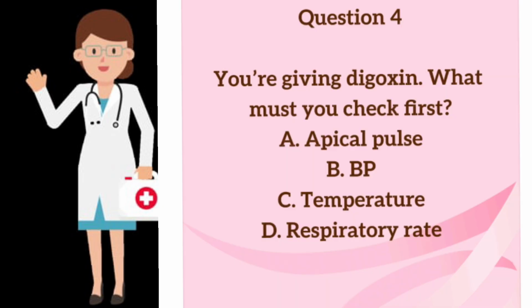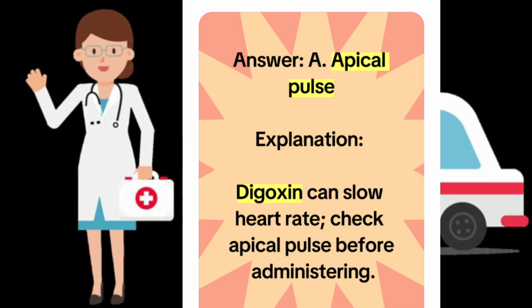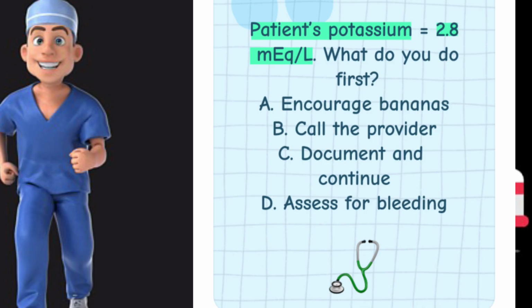Question 4, medication administration. You're giving digoxin. What must you check first? A, apical pulse. B, BP. C, temperature. D, respiratory rate. A, apical pulse. Digoxin can slow heart rate. Check apical pulse before administering.